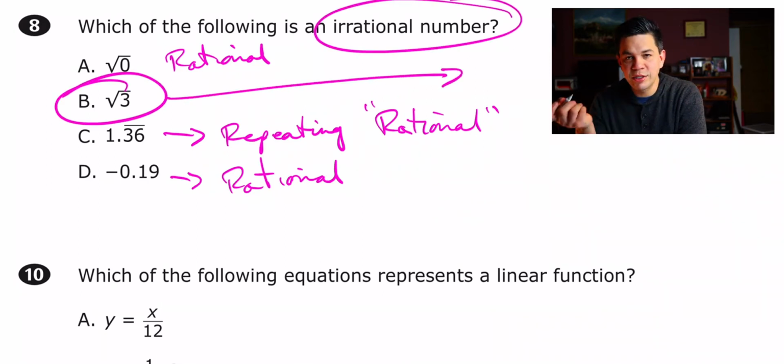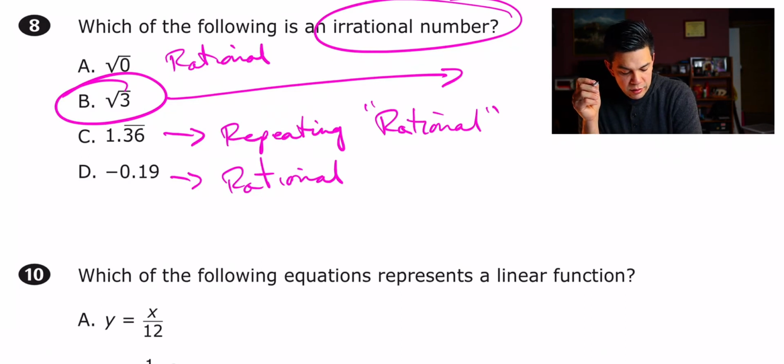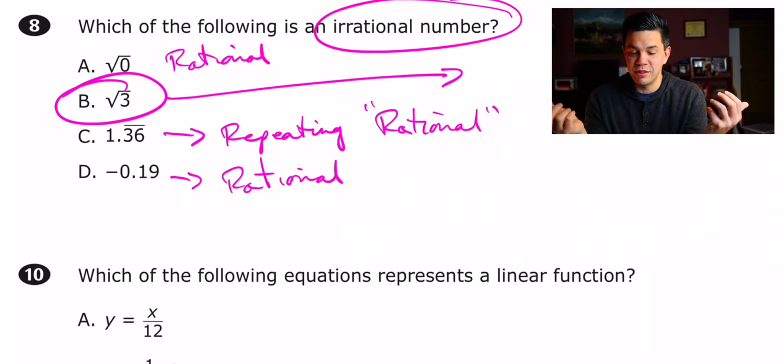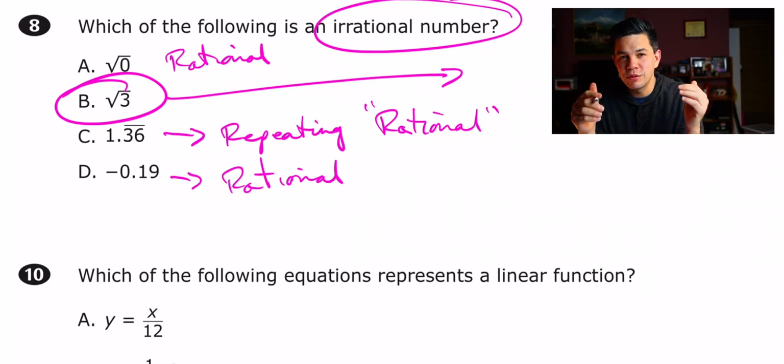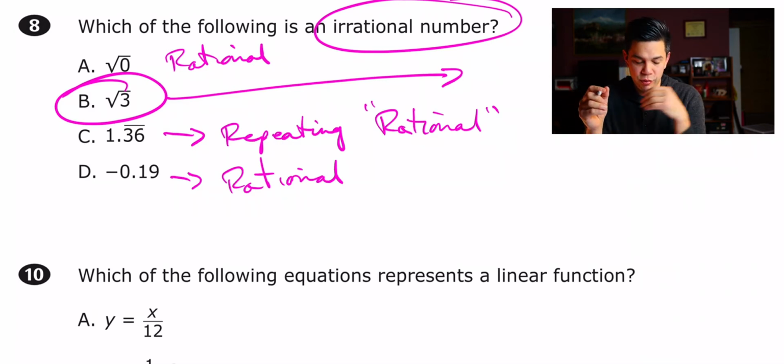And it's irrational because there is no number that you can multiply by itself to get to 3. To find the square root of 4, it's 2 times 2. The square root of 1, it's 1 times 1. And I guess the square root of 0 is 0 times 0. But there's no number that you can multiply by itself to get to 3, which is what makes it irrational.